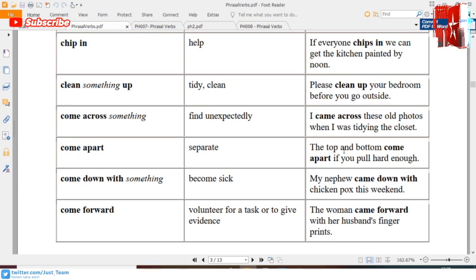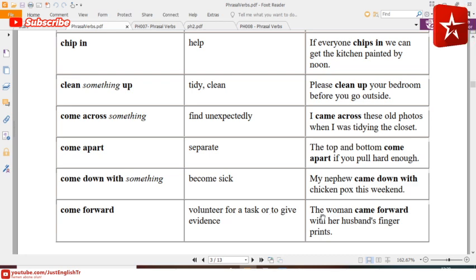Okay. And come down with. Come down with, it means become sick. So, my nephew came down with chicken pox this weekend. It means my nephew became sick this weekend. The next one is about come forward. Volunteer for a task or to give evidence. The woman came forward with her husband's fingerprints.